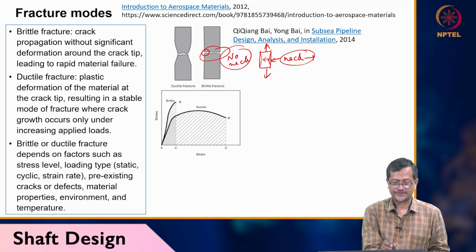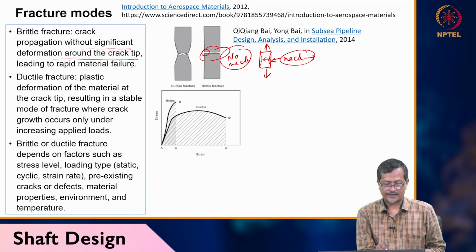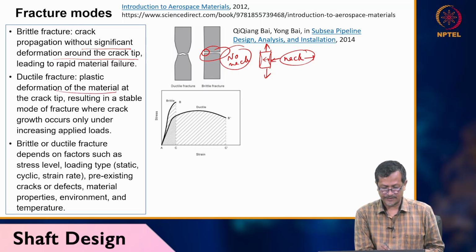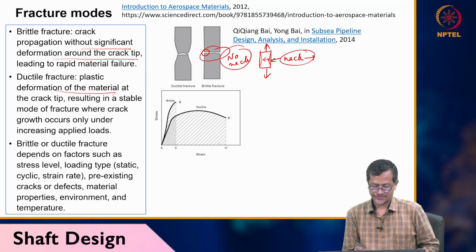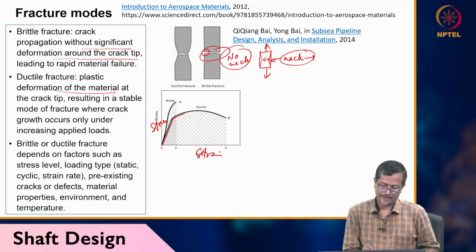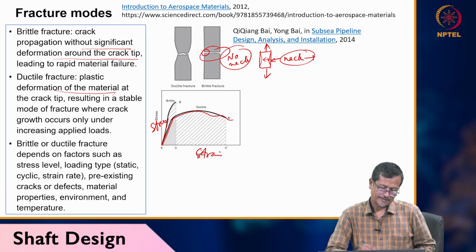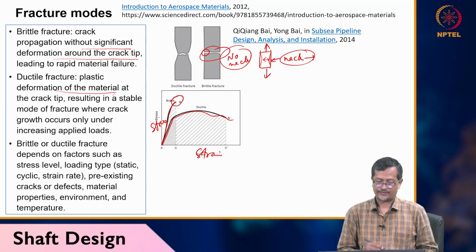Brittle fracture is crack propagation without significant deformation around the crack tip, leading to rapid material failure. In ductile failure, plastic deformation happens before failure. If you see the stress-strain curve, with strain and stress axes, the proportional limit is there, then a ductile material will have lots of deformation, it will elongate, then it will fail. But a brittle material will just break. There will be no long zone absorbing energy and giving an indication that it will fail.